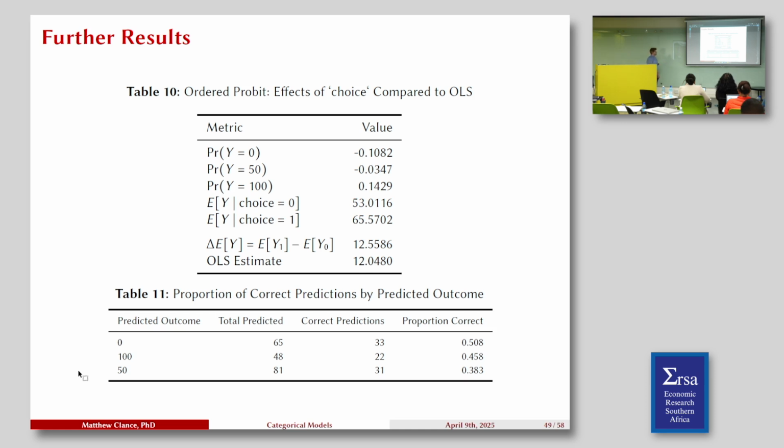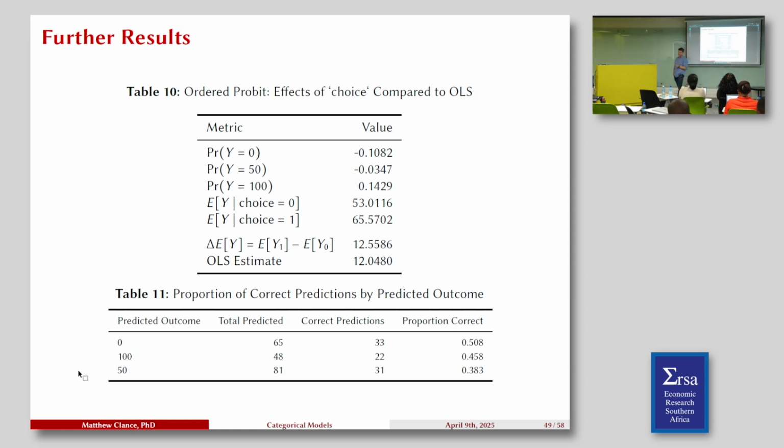In terms of Y equal to 50, being in that next bin, giving me choice is going to reduce the probability of being in that bin. So the highest reduction is going to be in the first bin, whenever I have choice. The probability of being in the last bin, when I go from 0 to 1, is going to increase by 14%.